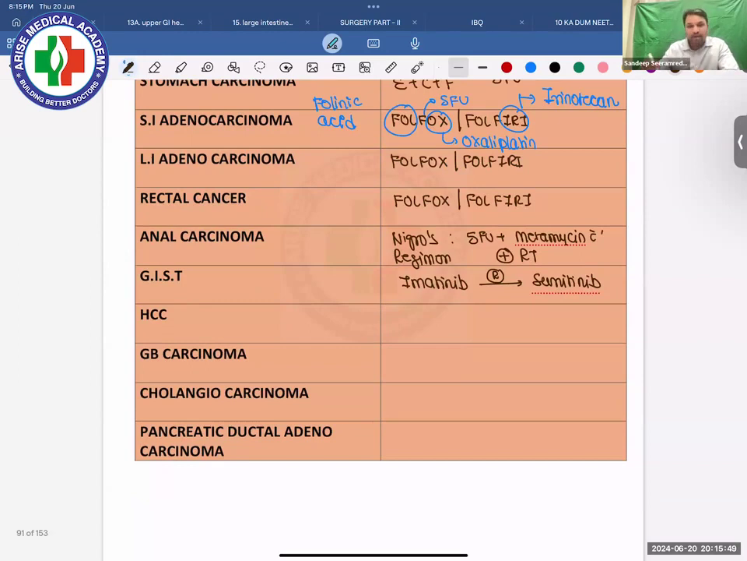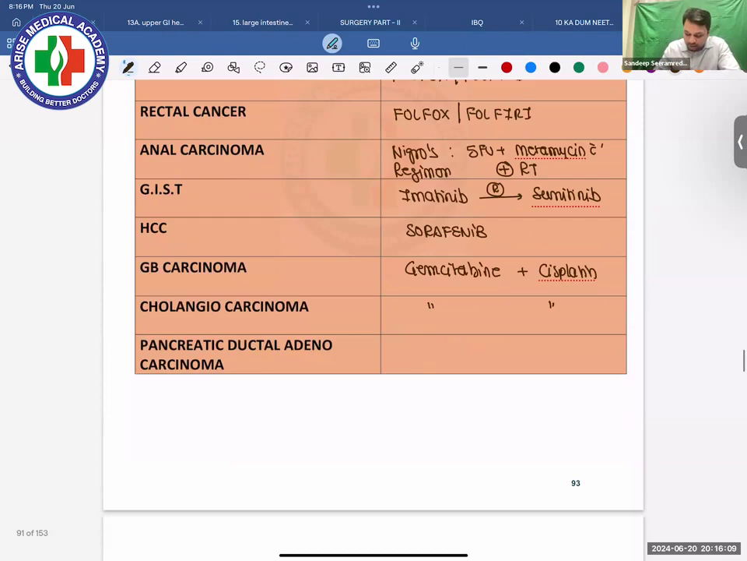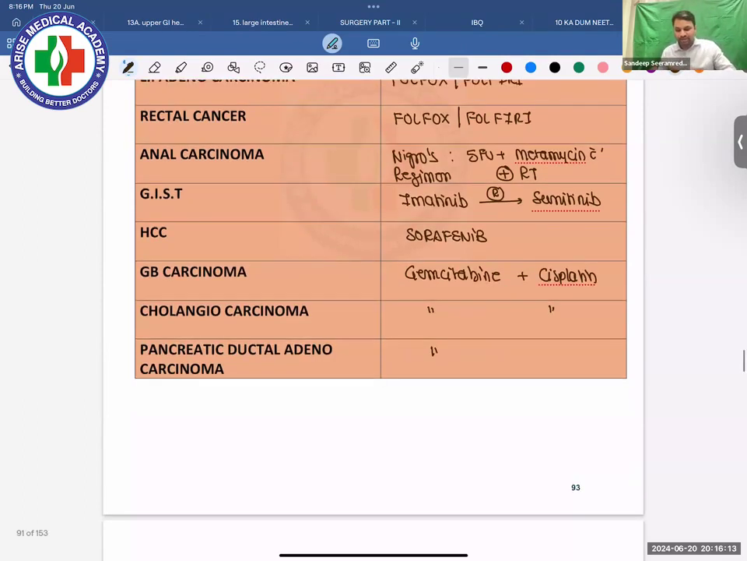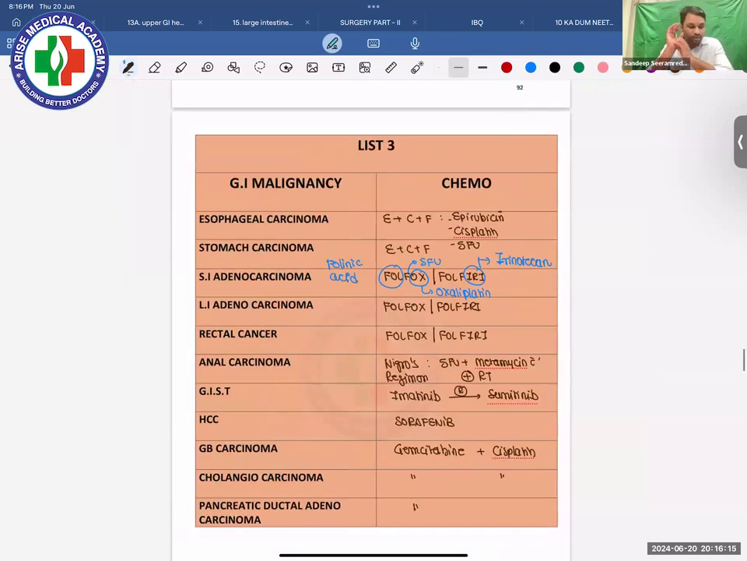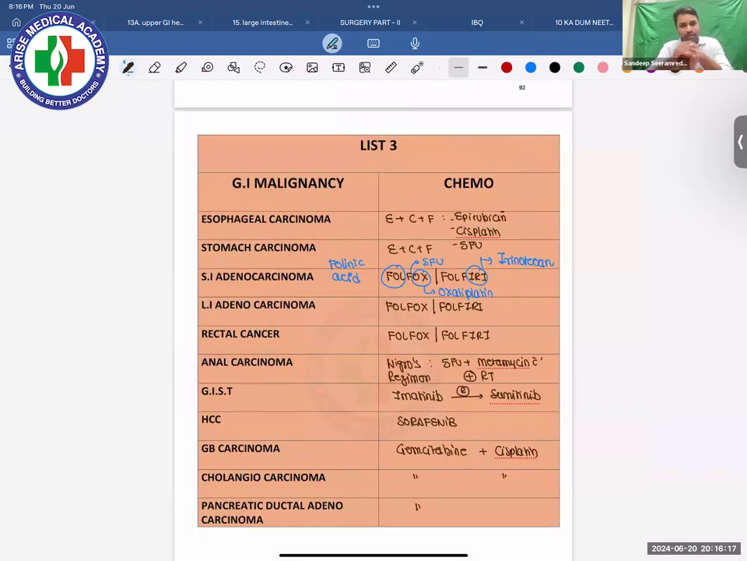HCC, for hepatocellular cancer, the drug that you can give is sorafenib. For gallbladder cancer, it is going to be gemcitabine with cisplatin. The same can be given for your cholangiocarcinoma. For pancreatic ductal adenocarcinoma, it is gemcitabine alone. So these are the chemo regimens. So this is your list number 3.